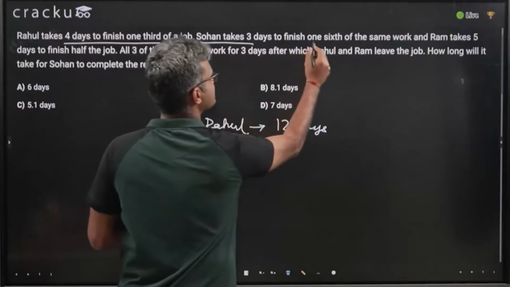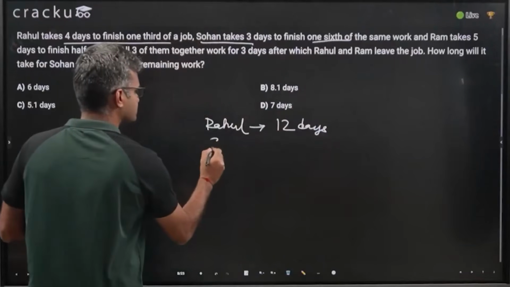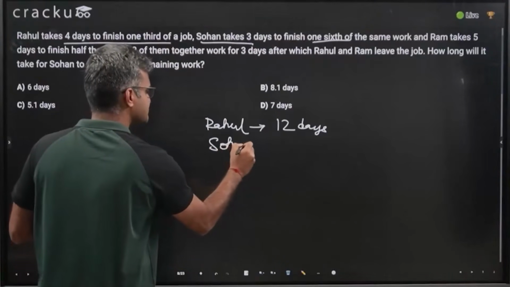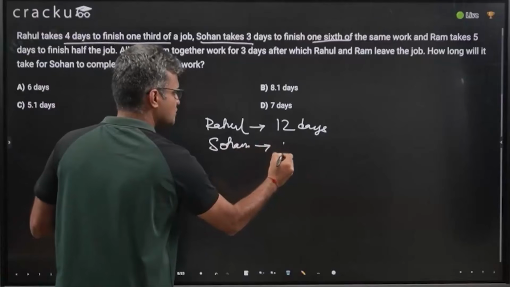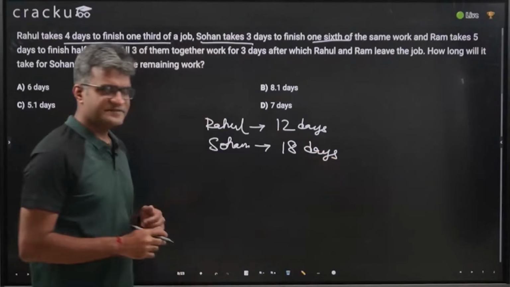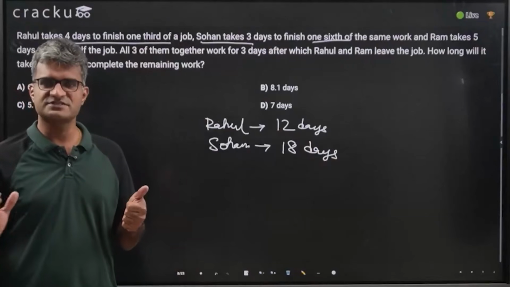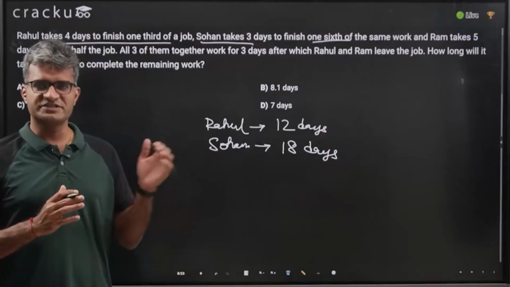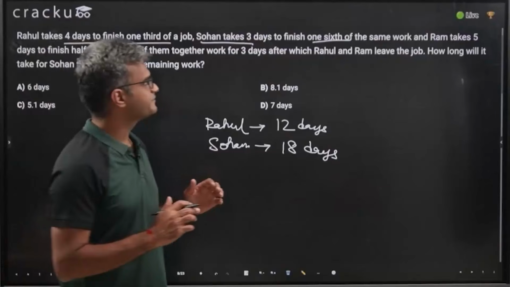Sohan takes 3 days to finish 1/6 of the same job. So Sohan is going to take how many days? Sohan is going to take 18 days. Where did we get this 18? If he is taking 3 days to finish 1/6 of the job, the total job will be finished in 3 into 6, which is 18 days.